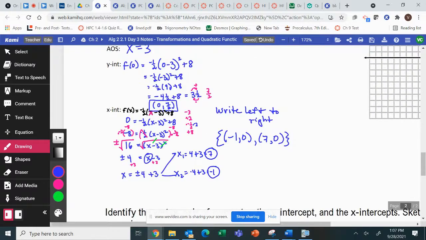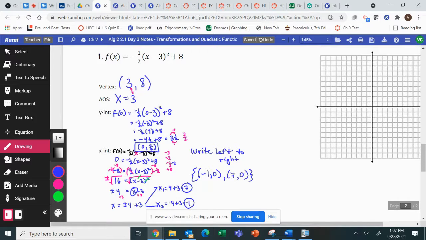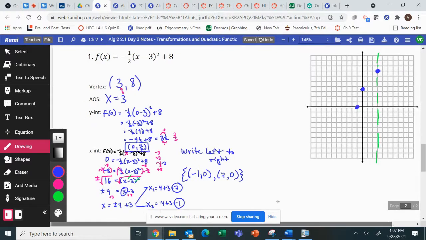Now we just need to get everything on the graph. Do I need to renumber my graph? I don't. All my numbers will fit. 3, 8 is our vertex. My axis of symmetry is that mirror line that goes through the vertex, x equals 3. My y-intercept is at 0, 3.5. My x-intercepts are at -1, 0, and then 7, 0.